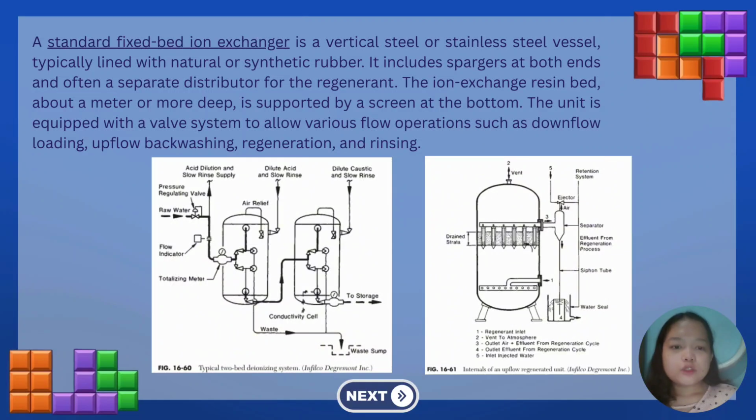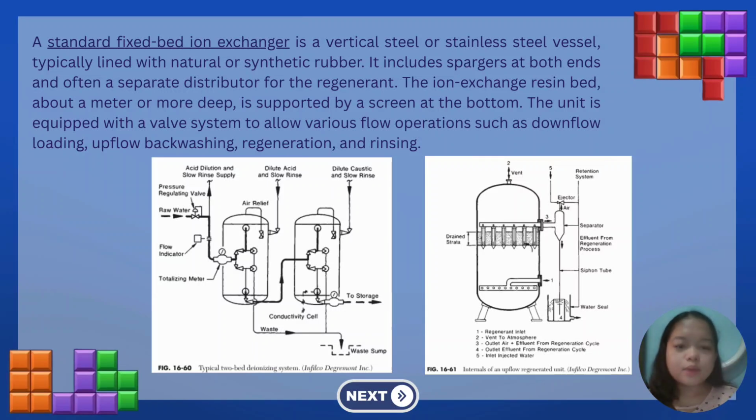This diagram shows a typical two-bed deionizing system, which uses two separate vessels, one for the cation exchanger and one for the anion exchanger. The process starts when raw water enters the cation exchange vessel, where positively charged ions like calcium and magnesium are removed and replaced with hydrogen ions. The partially treated water then enters the anion exchange unit, where negatively charged ions like chloride and sulfate are removed and replaced with hydroxide ions. The hydrogen and hydroxide ions combine to form pure water.